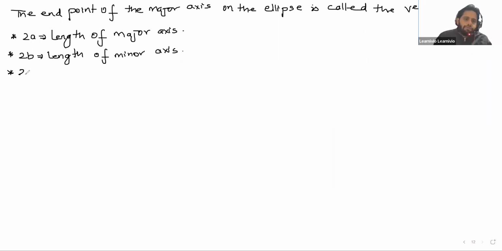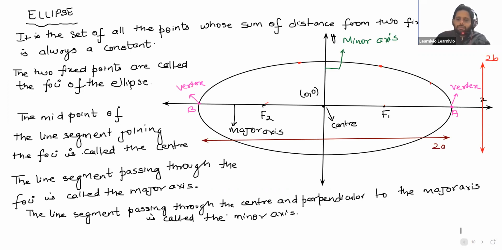Now the third one. 2C we will take as the distance between the two foci. So 2C we have taken as the distance between two foci. This is 2C. So these points are clear. First of all, please mark this in your graph. This is 2C, this complete is 2A, and this is 2B.